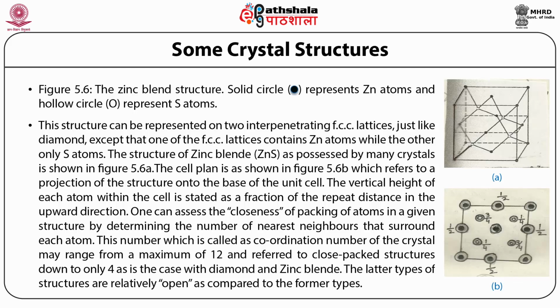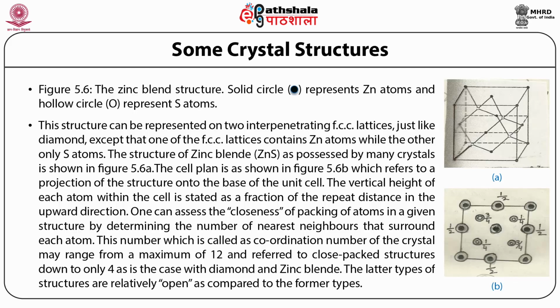The structure of zinc blende, that is ZnS, is possessed by many crystals, as shown in figure 5.6a. The cell plan is shown in figure 5.6b, which refers to a projection of the structure onto the base of the unit cell. The vertical height of each atom within the cell is stated as a fraction of the repeat distance in the upward direction.